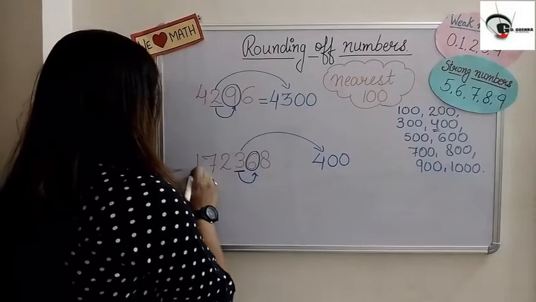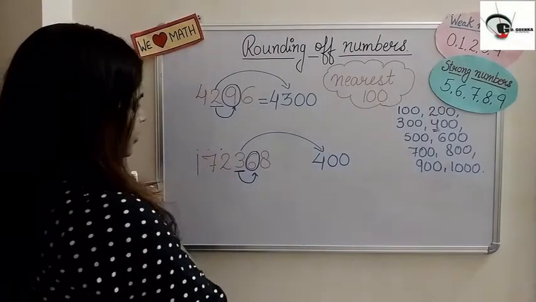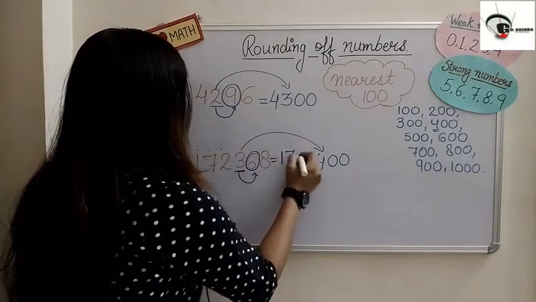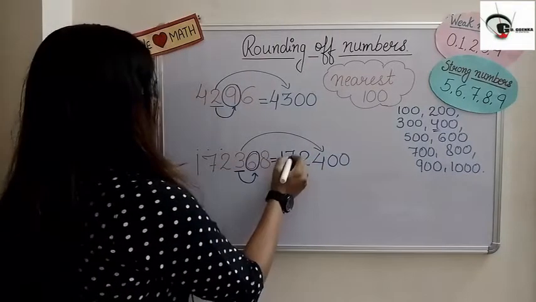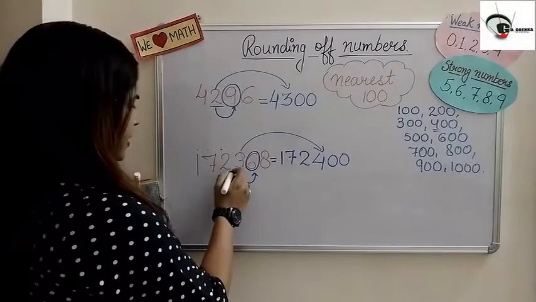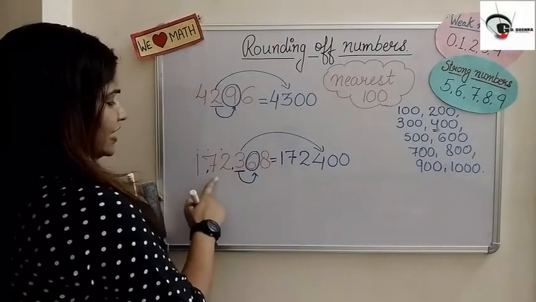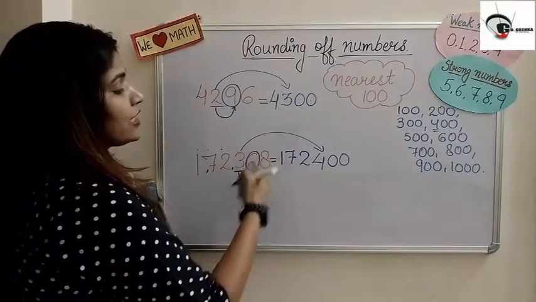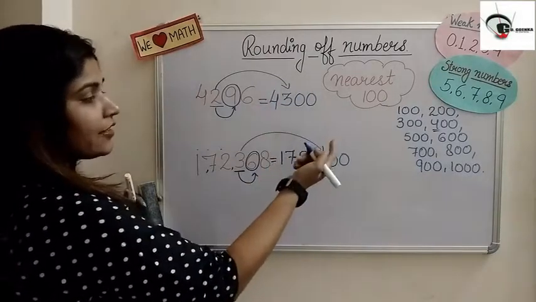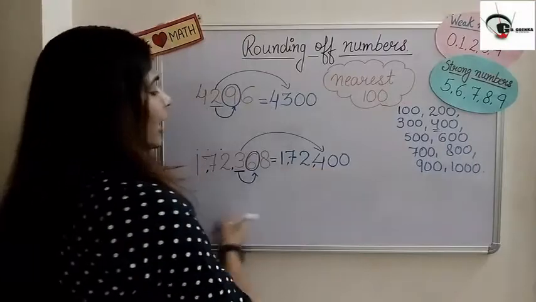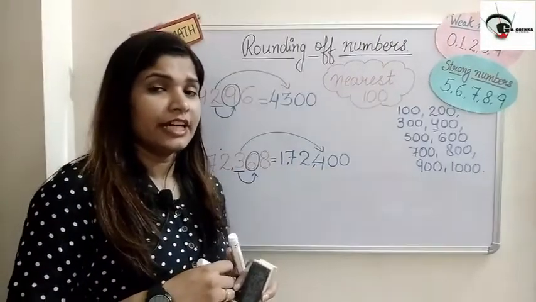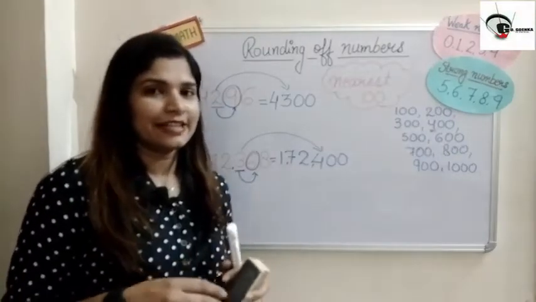What happened to these 3 digits? These will remain the same. So what is this number? 1,72,368. If we round off this big number to the nearest 100, it will become 1,72,400. Is it clear? Yes, it is clear to you.